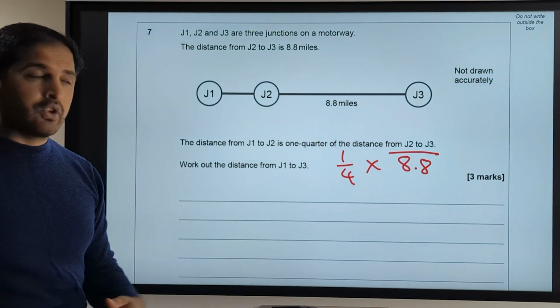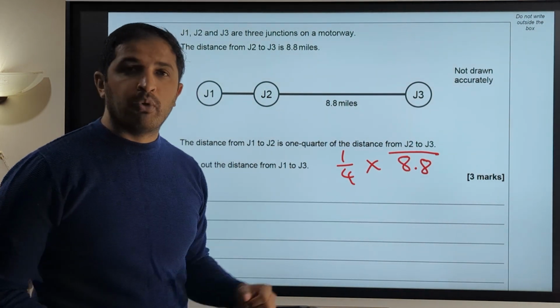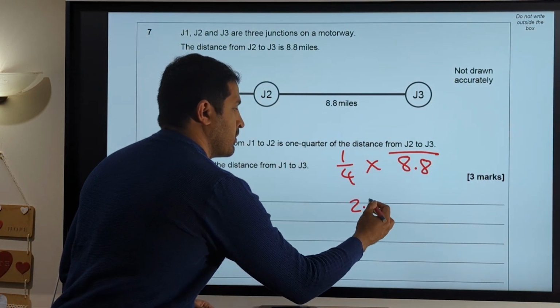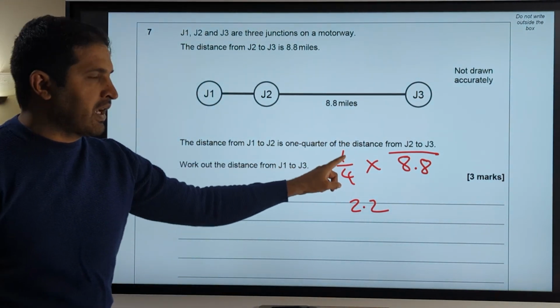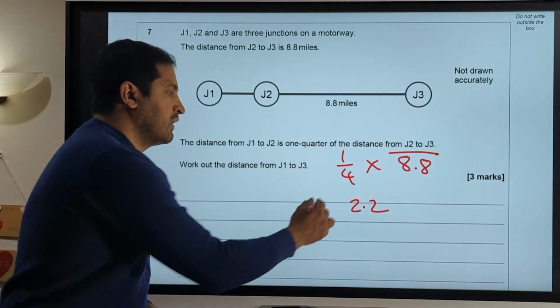Again, you are allowed a calculator. So you put 1/4 in your calculator, multiply by 8.8, which gives you 2.2. So that's your second mark. First mark, if you write down 1/4 times 8.8, and that's your second mark there.